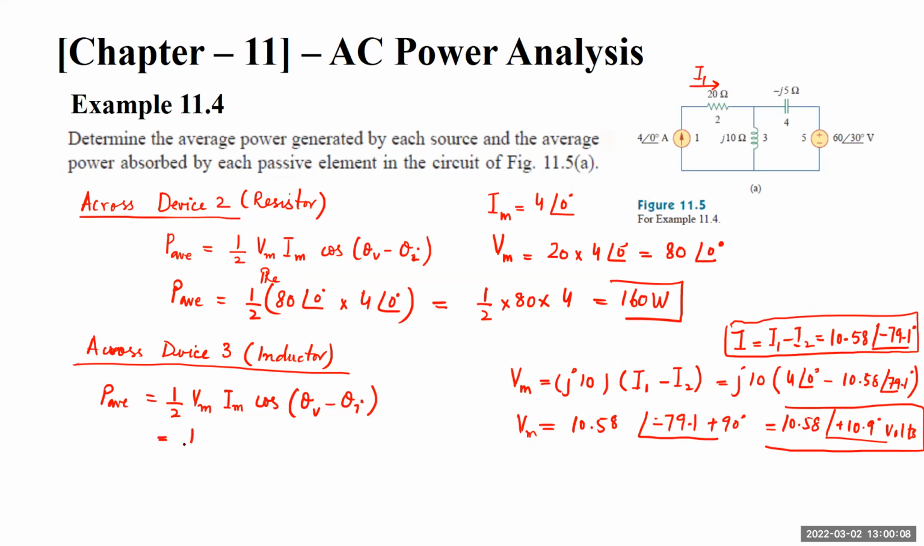So just simply half Vm. Vm is 10.58, multiplied by 10.58 Im, cos of theta v is 10.9 minus minus 79.1 degrees. If you do this, this thing comes out to be 90 degrees and cos of that goes to 0. So my average power across this third component is 0 watts.